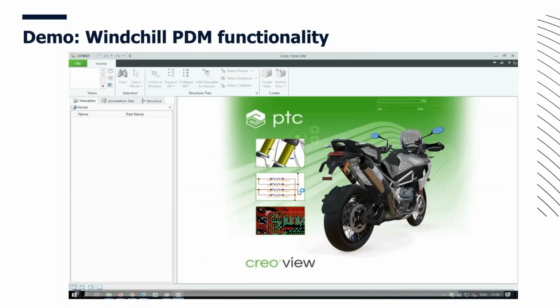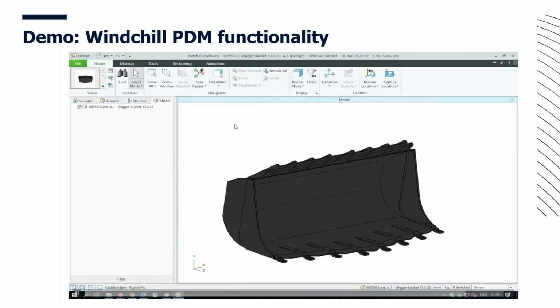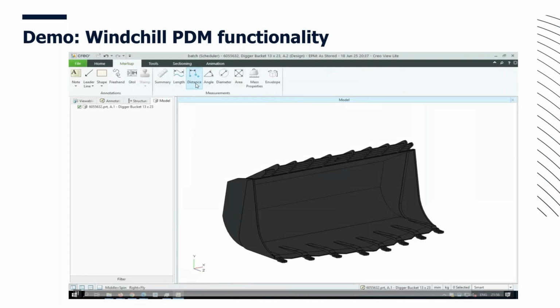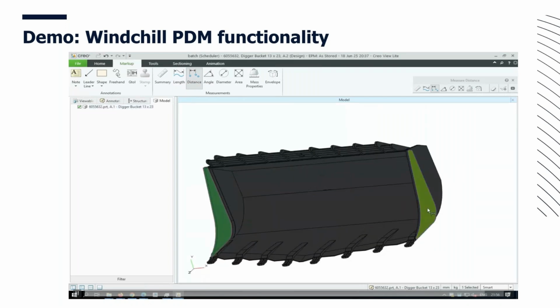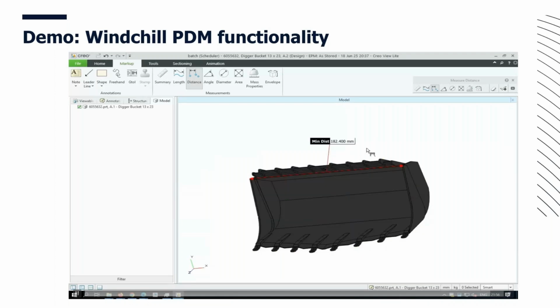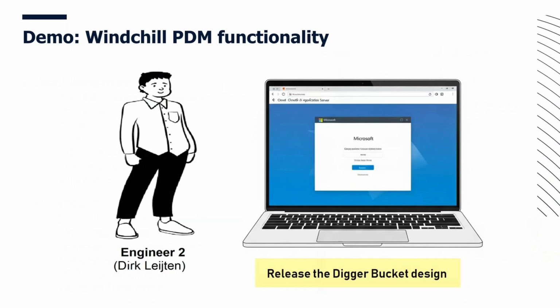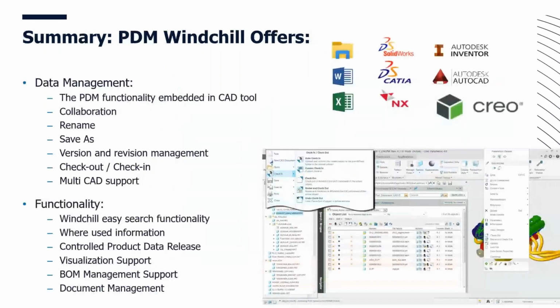And in Creo View, you can create markups, but also you can create measurements. And when you want to have this measure, and you have this dimension, then you have exactly what you need, and you don't have to call the engineer, and the engineer can still work on his design. So this was a quick overview of additional functionality when you start with PDM Windchill.